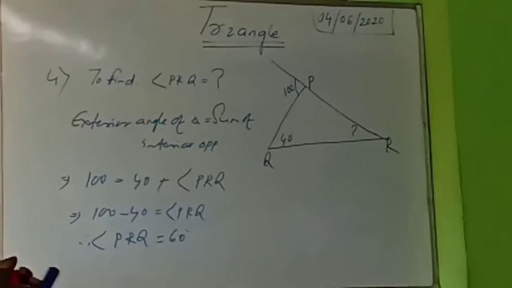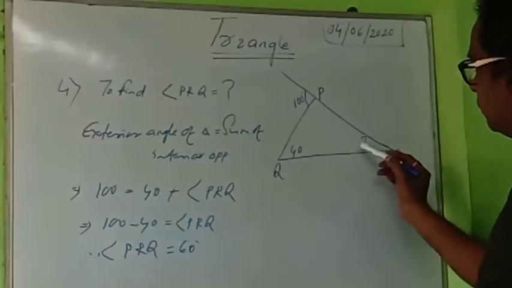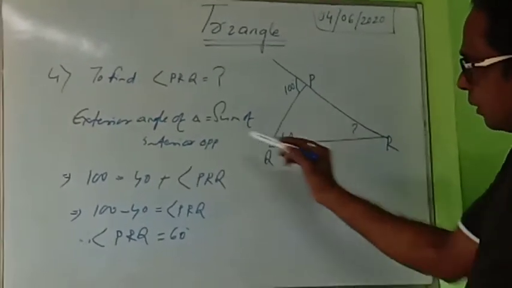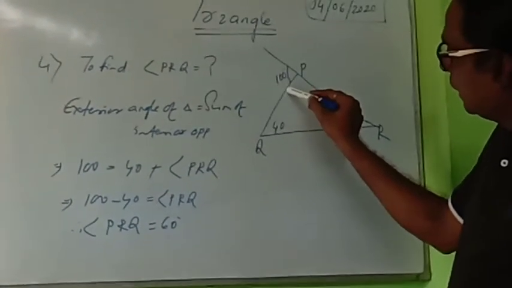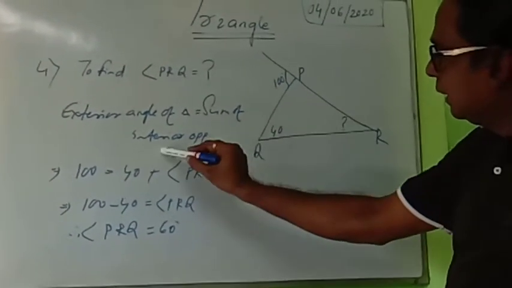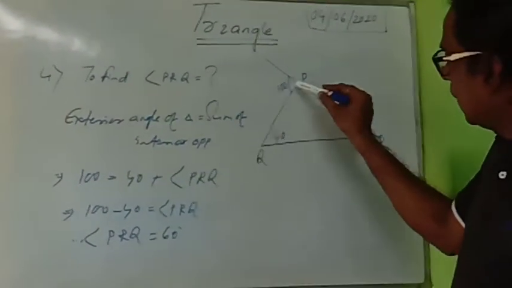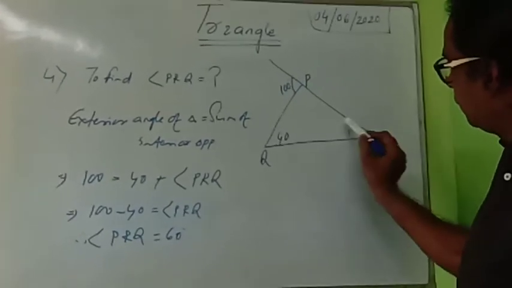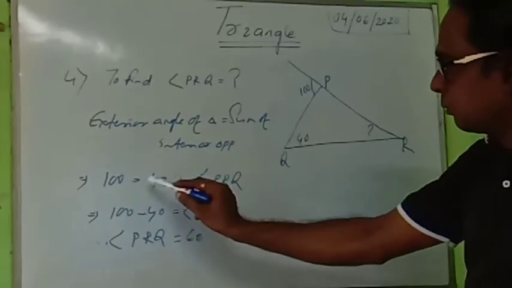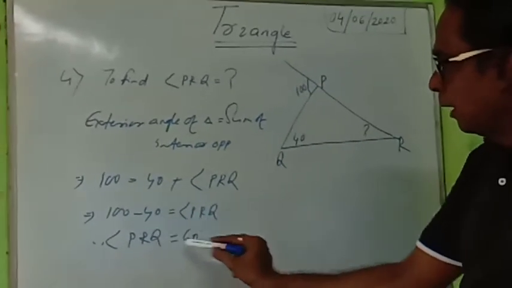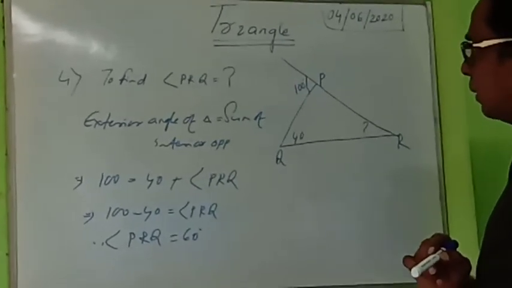That is the exterior angle given. One interior opposite angle given 40 degree, another interior opposite, that you have to find out. As you know, exterior angle of a triangle is equal to sum of interior opposite angle. That is, this angle is equal to this angle 40 plus this angle. This angle name is what? PRQ. That is 40 plus P. Then 40 will shift to that side. 100 minus 40 equal to how much? See, therefore angle PRQ equal to how much? This is the way of solving question number 4. Let us go next number.